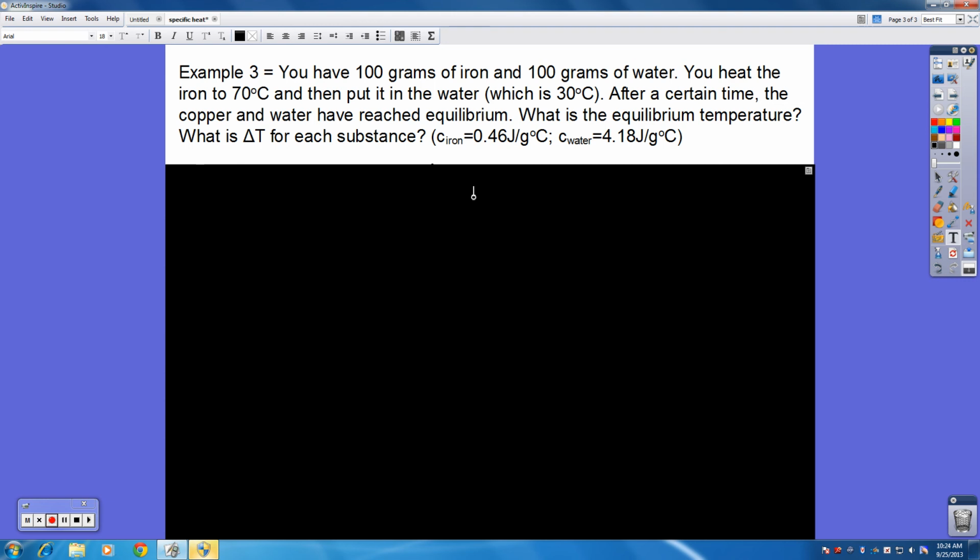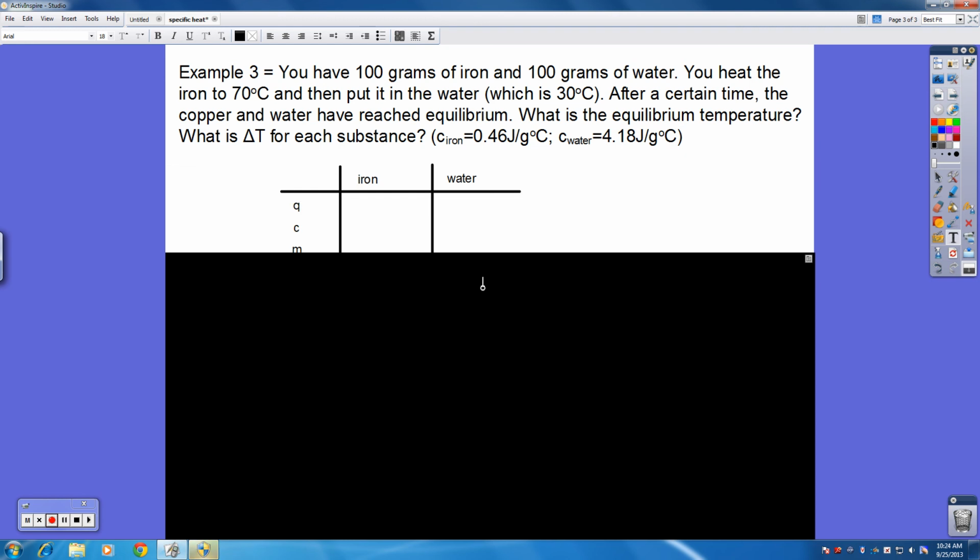So some things you need: the specific heat for iron is 0.46 joules per gram degrees Celsius, and the specific heat for water is 4.18 joules per gram degrees Celsius. I know I put in one significant figure now that I'm looking at this, but solve it to 2 significant figures from the specific heat of the iron, and pretend like I thought this through more clearly and put in 2 significant figures for all of them.